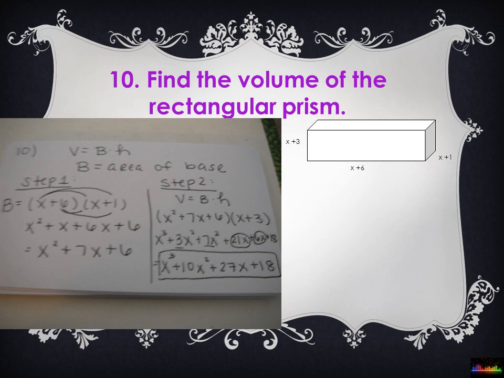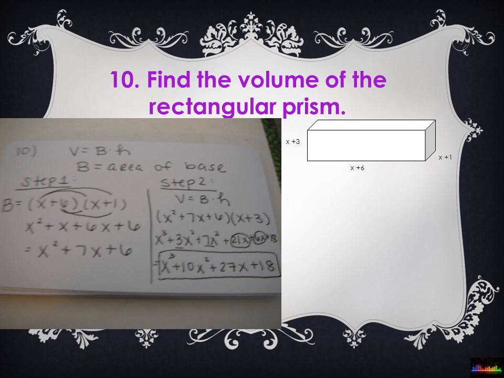So we want to start by finding the area of the base. The length is x plus 6, the width is x plus 1. So you've got two binomials multiplied together. So you will double distribute or FOIL, whichever method you prefer, and then simplify that to make your life a little easier. You get the volume of the base to be x squared plus 7x plus 6.